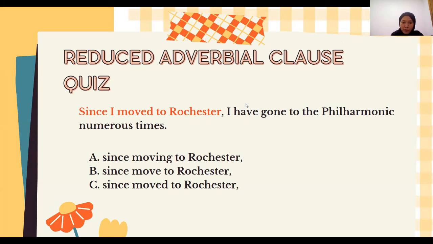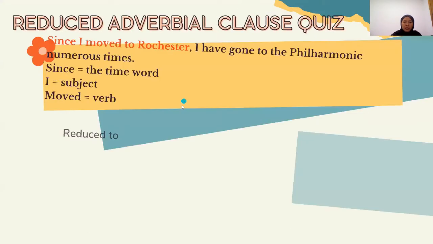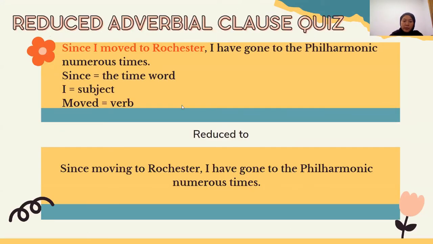A, since moving to Rochester. B, since moved to Rochester. And C, since moved to Rochester. The correct answer is A. Since moving to Rochester, I have gone to the Philharmonic numerous times.